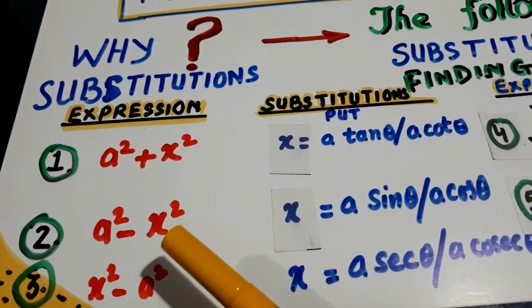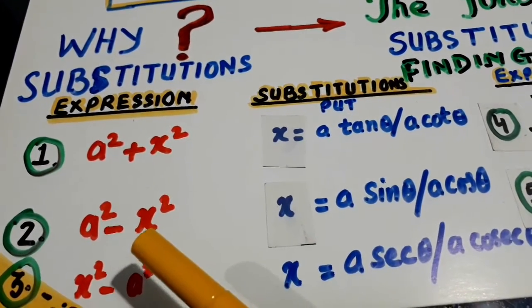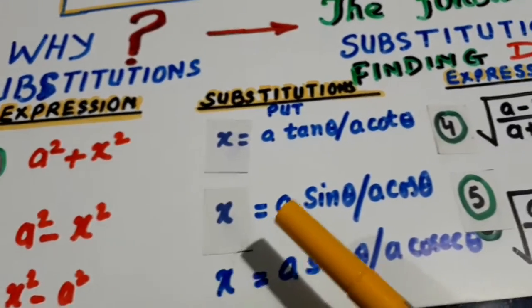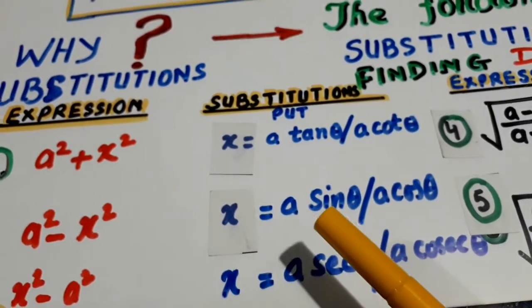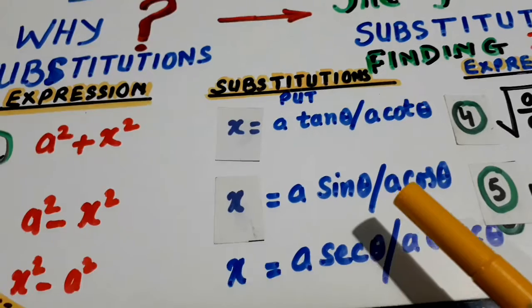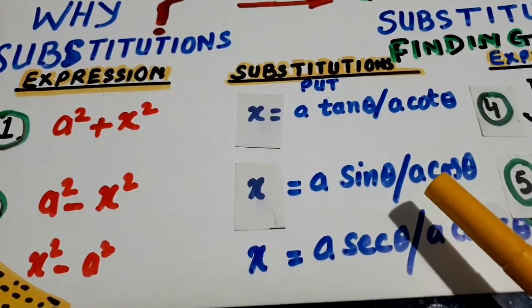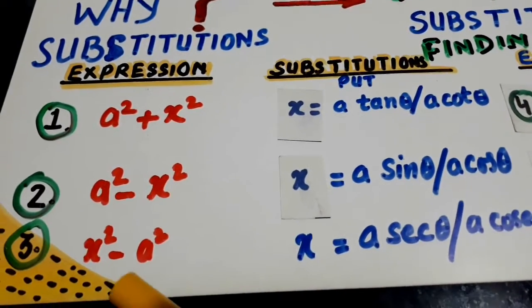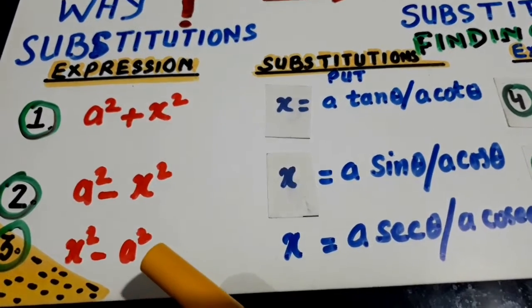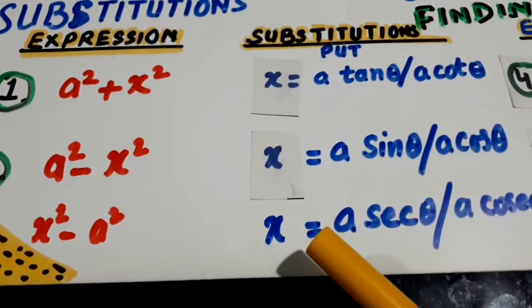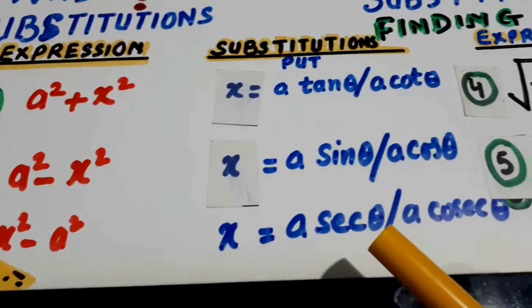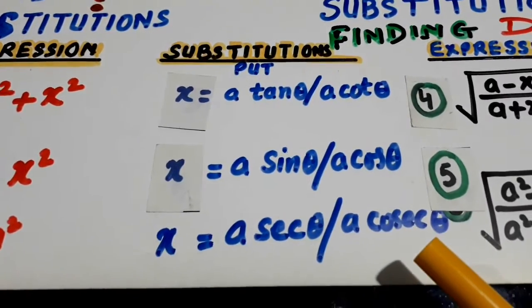A square minus x square, if it is there in the question, then substitute x is equal to a sin theta or a cos theta. If it is of the shape x square minus a square, then substitute x is equal to a secant theta or a cosecant theta.